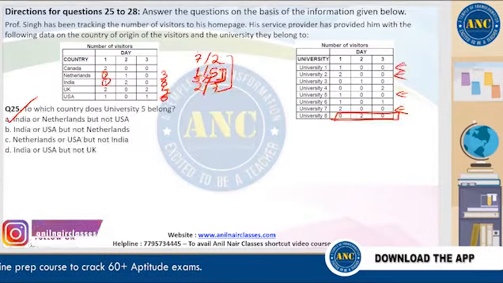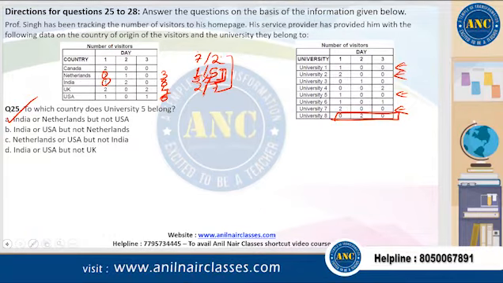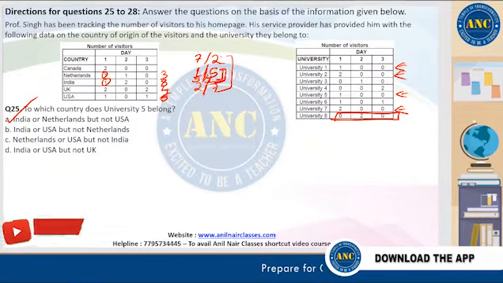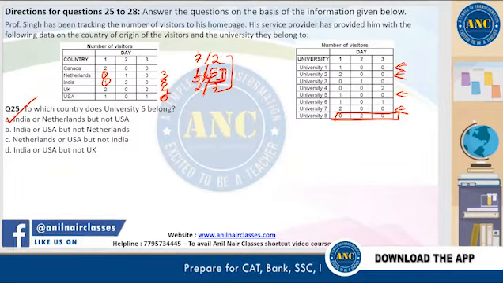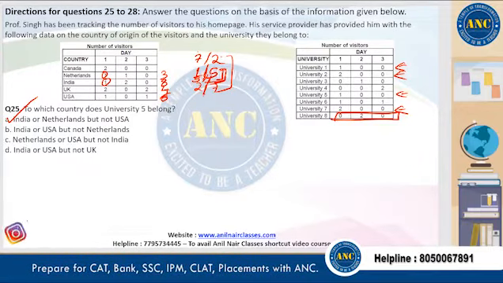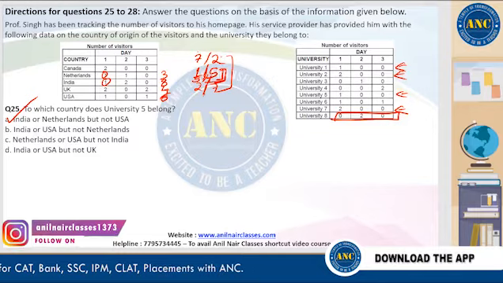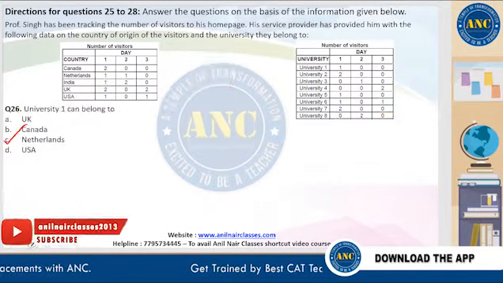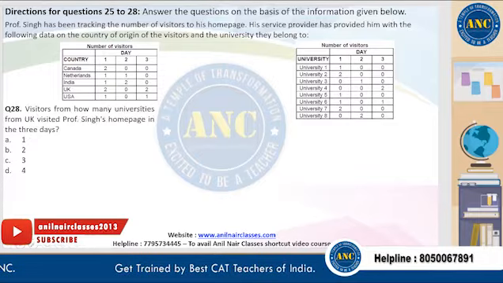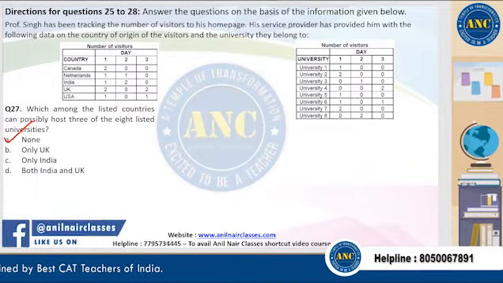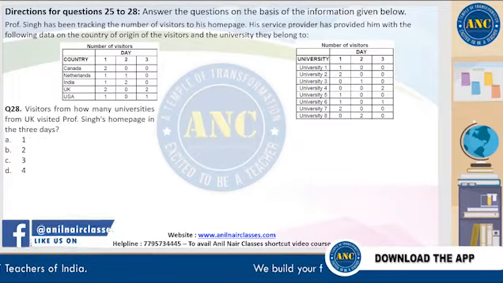Which among the listed countries can possibly host 3 of the 8 listed universities? You'll notice that nothing can host, right? This means or, it does not mean and. So we have, Canada can host only one of the two countries, 7 or 2. Likewise, UK can host only 2 countries. One is for sure 4. The other is 2 or 7. And likewise, every country is hosting either 1 or 2 only. That means there are 0 countries which can host 3 of the listed universities, right?